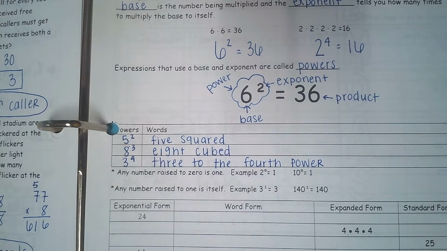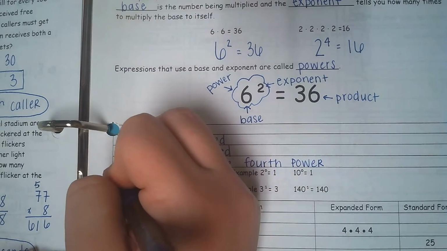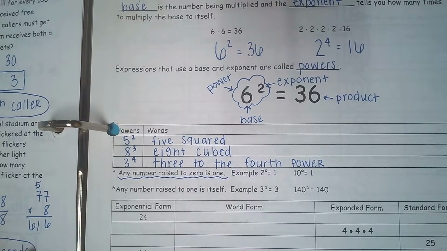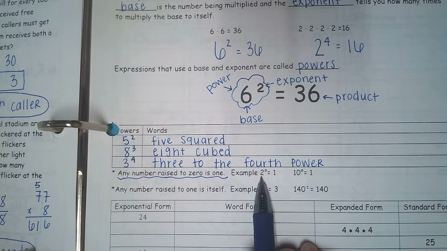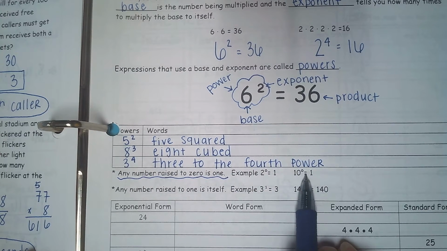Okay, so then they also tell us down here that any number raised to 0 is 1. So I want you to underline that. I squiggly underline. You can underline however you want. Any number raised to 0 is 1. So they give us the example 2 to the 0 power equals 1 and 10 to the 0 power equals 1.